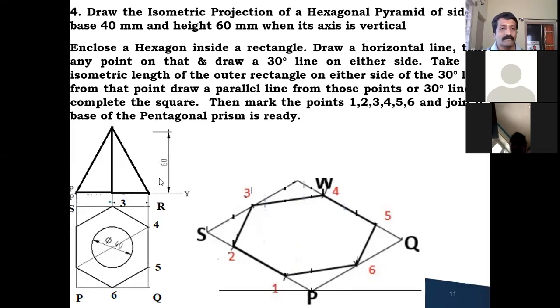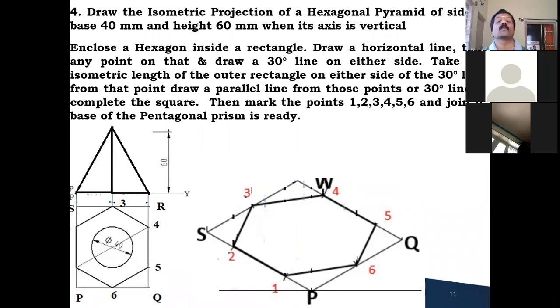So how to get 3 and 6? This is exactly the midpoint between S and R. Either S to 3 or 3 to R, or P to 6 or 6 to Q, all 4 distances are the same. You take any one of that distance and convert that into isometric scale. After this, from S you cut this distance and call that 3. From P you take the same distance, cut this, and call it 6. So all the 6 points you will be getting. Now you join these 6 points, 1, 2, 3, 4, 5, 6. You will get the isometric position of the base of the hexagon pyramid.